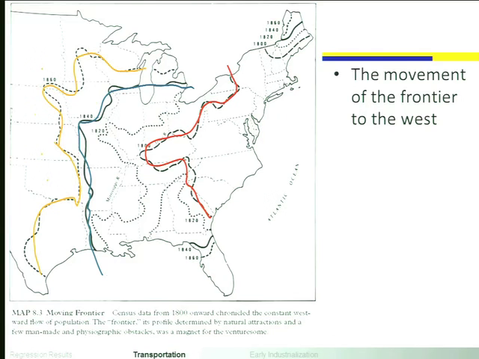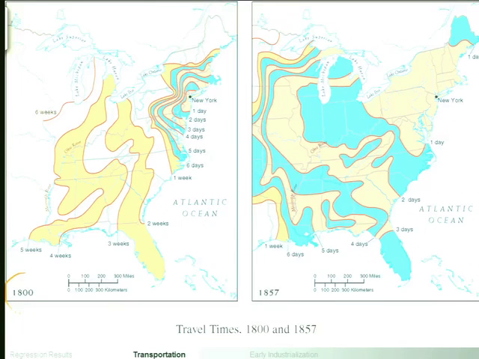Okay, how long did it take to get there? In 1800, this first map is 1800. In 1800, to get from New York, which is here, to Chicago, which is there, took 6 weeks. So in a week, you could get only as far as this line here. So in a week, you could get from New York City to Lake Ontario, so western New York.